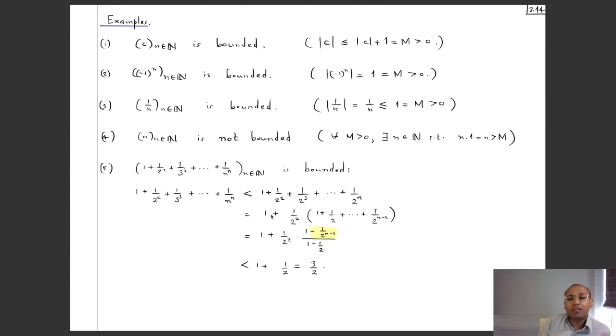So it might seem a little bit out of the blue. Why did we think of overestimating it by this geometric progression? That's because we know something about this sum. And luckily, since the common ratio was less than 1, producing a bound was possible.